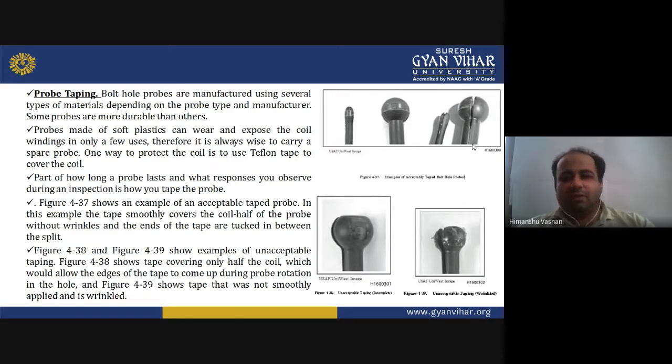So the figure on the upper side shows an example of an acceptably taped probe. The tape smoothly covers the coil half of the probe without wrinkles, and the ends of the tape are tucked in between the split. Now the bottom two figures show examples of unacceptable taping. The first figure shows tape covering only half of the coil, which would allow the edges of the tape to come up during probe rotation in the coil. The second figure shows the tape was not smoothly applied and it's wrinkled.